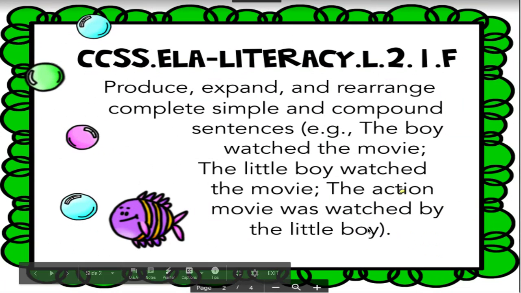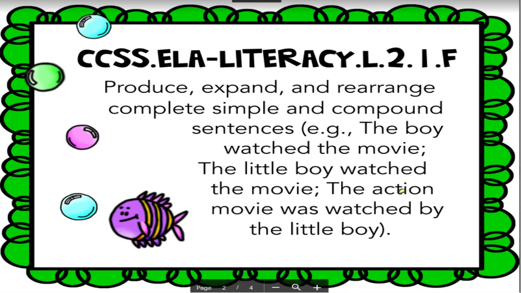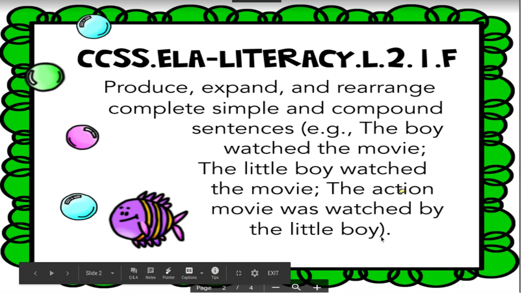I want to show you this little example here. Our simple sentence would be: the boy watched the movie. It has our subject and our predicate. We know who and we know what. But then we can add an adjective to describe the boy: the little boy watched the movie. Now I'm expanding my sentence, making it a little bit longer. And then we have: the action movie was watched by the little boy. So we can actually rearrange the sentence.